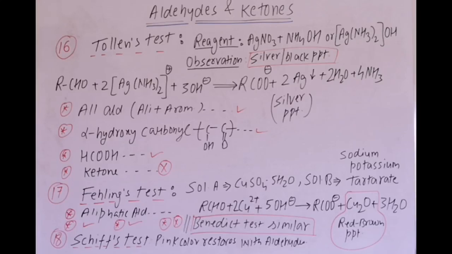Important points for the Fehling test. Firstly, only aliphatic aldehydes give this test, not aromatic. If you remember, in the Tollens test it was both. But the Fehling test is given by only aliphatic aldehydes, not by aromatic. The second point is the same as above: alpha hydroxy carbonyl will give this test positive. The third point is the same: formic acid is the only carboxylic acid which gives this test positive. Fourth is the same: ketones do not participate in this test. Right?